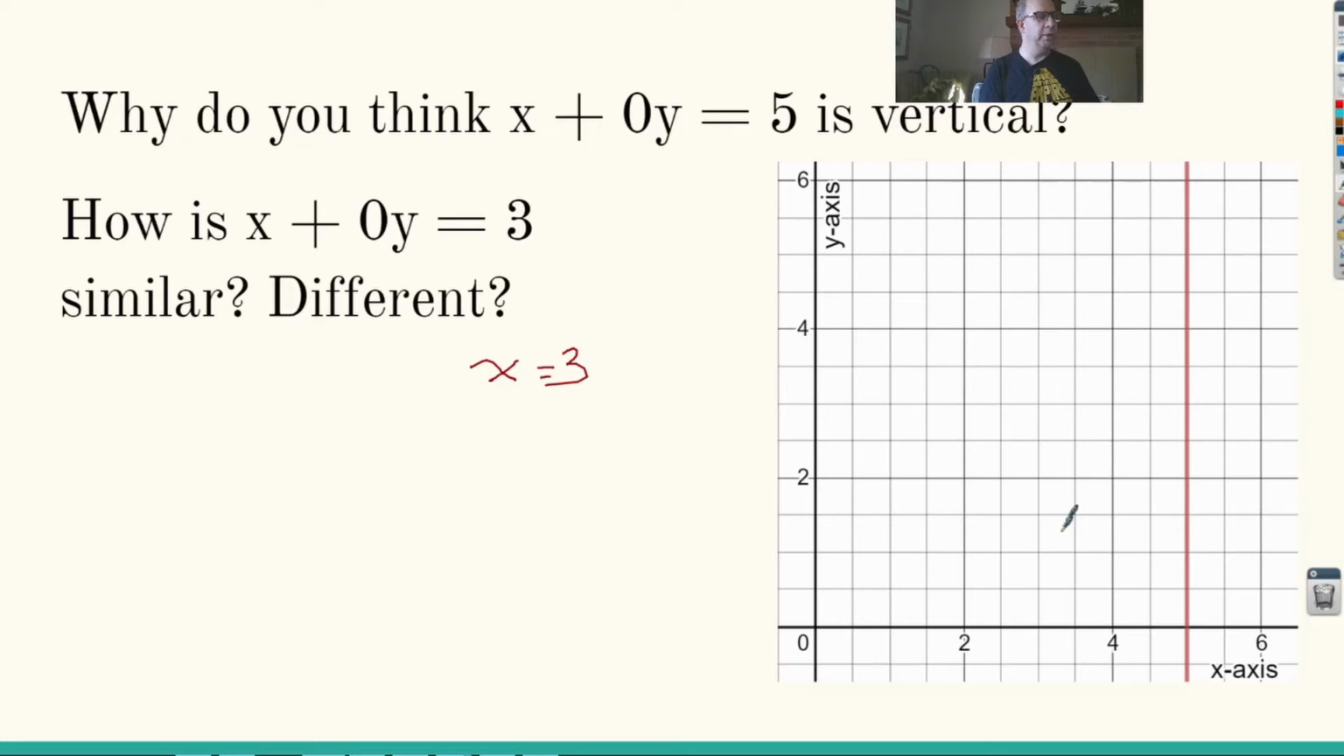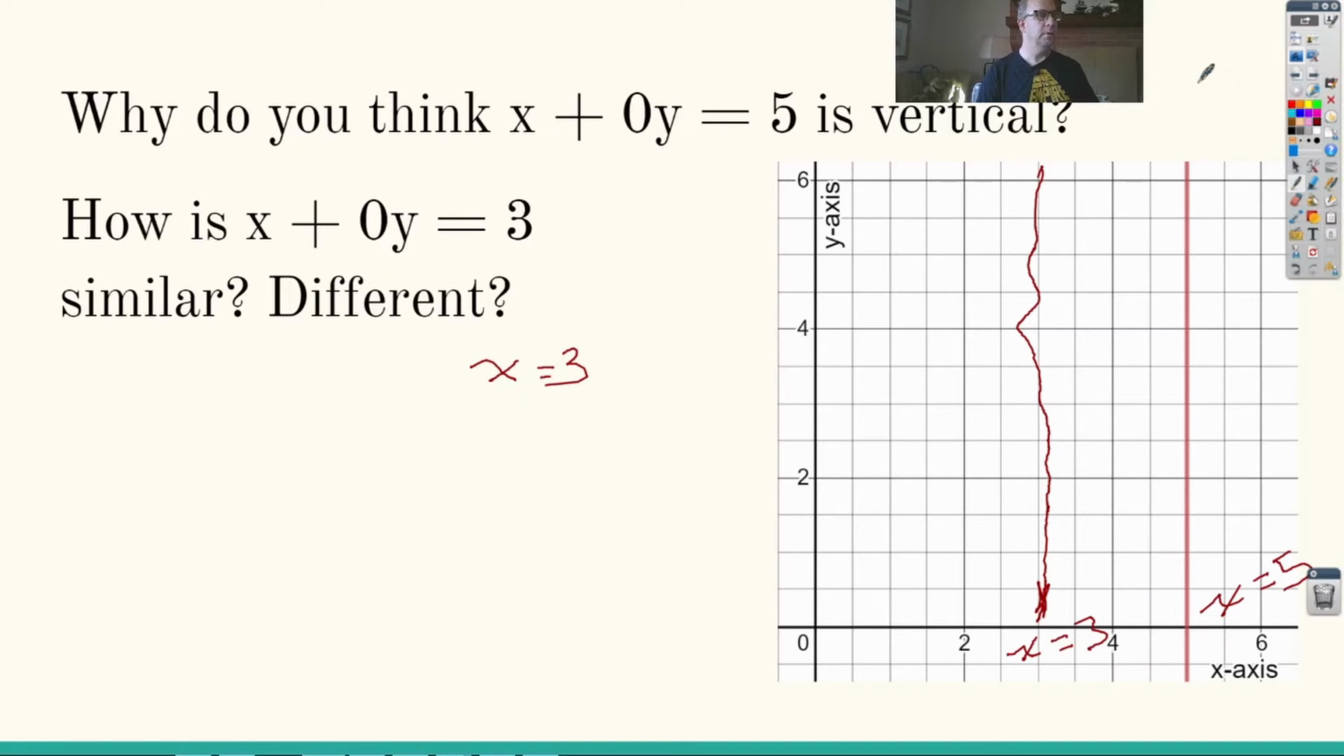So how would x equals 3 be similar or different? That's this line here. I can't draw straight up and down. This line here would be x equals 3. How is it similar to x equals 5? How is it different? Okay. How is it similar? How is it different?